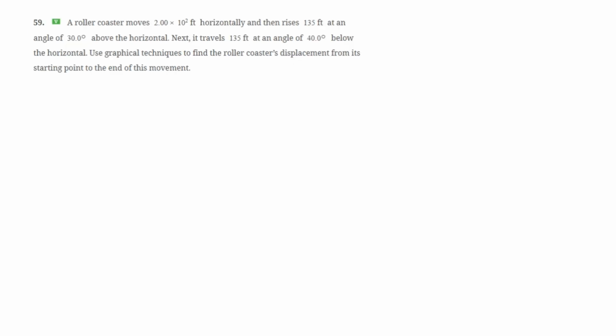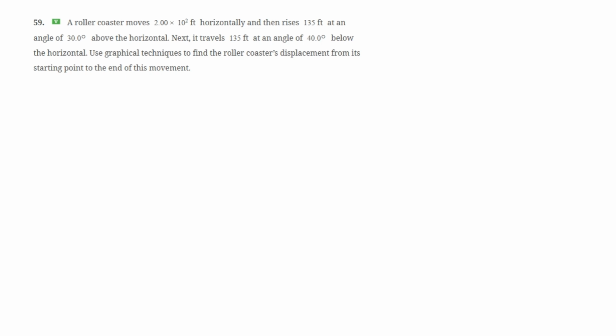Look at this one. They say a roller coaster moved 2.00 times 10 to the second feet horizontally, and then rises 135 feet at an angle of 30 degrees above the horizontal. Next, it travels 135 feet at an angle of 40 degrees below the horizontal. Use graphical techniques to find the roller coaster displacement from its starting point to the end of its movement, right?